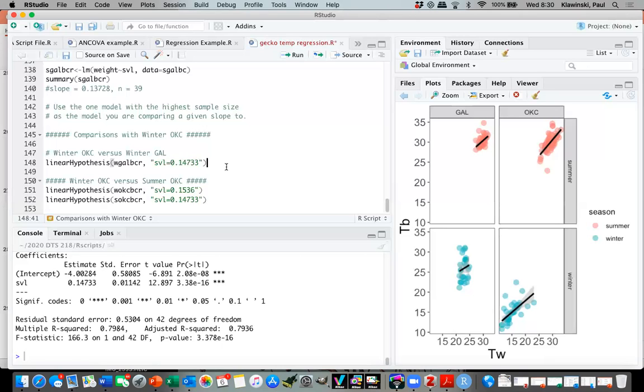You would have, is the slope of winter Oklahoma City different from summer Oklahoma City? Yes or no. Is winter Oklahoma City slope different from summer Galveston? Yes or no. So there are a variety of easy ways for the reader of thinking about the data that you, a statistician, can think through and say, okay, there's a lot going on here. How can I present that to the reader in a way that it's easiest for the reader to grasp? Does that make sense?